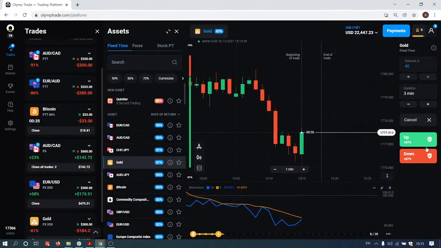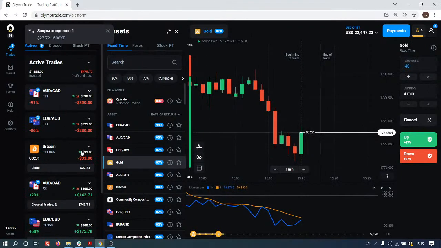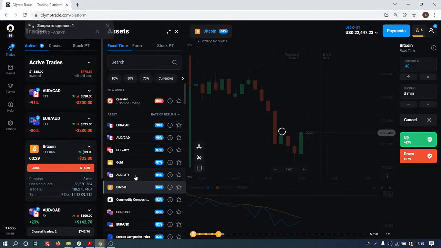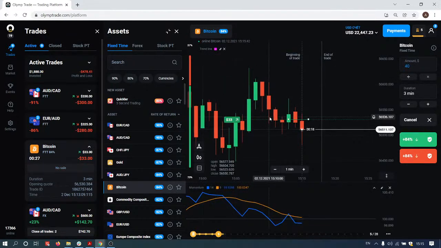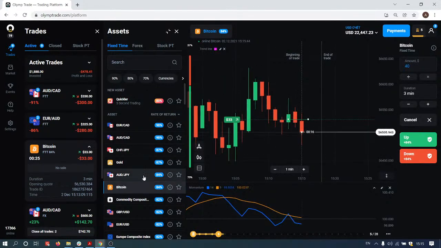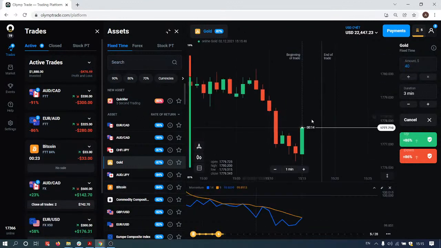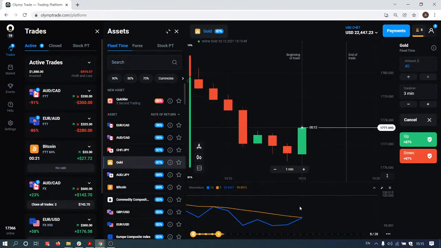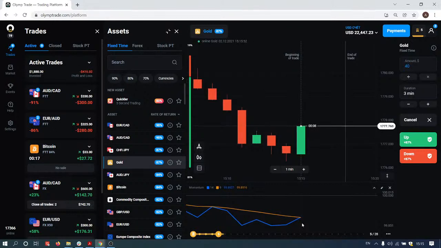Okay, so I will use one more risk-free trade now with Bitcoin. So on gold, we are about to observe this trade in the upwards direction.